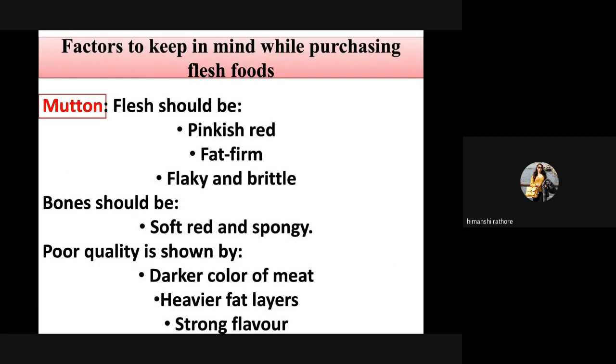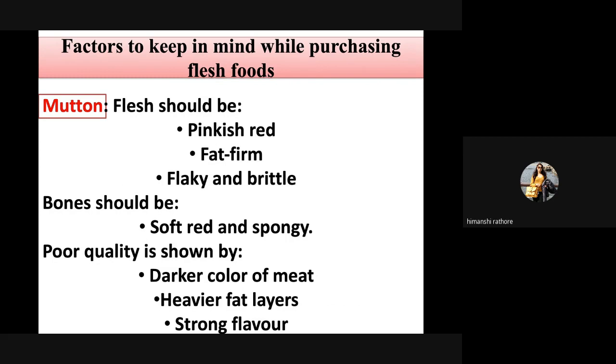Then there are other factors which you have to keep in mind while purchasing flesh foods, like the flesh should be pinkish red. It has to be firm in nature, as I told you right now. It should be flaky and brittle. It should not be soft and slimy. Bones should be soft, red, and spongy. There should be some sponginess in them.